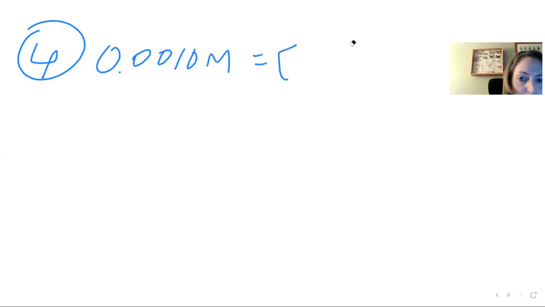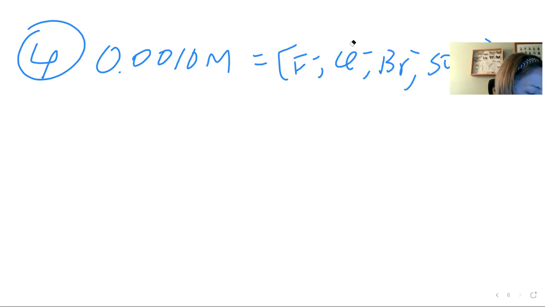It says a solution is prepared such that the concentrations of F minus, Cl minus, Br minus, and sulfate ions, SO4 2 minus, are 0.001 molar. Okay, so they're kind of set. So what was that? Fluoride. What else we got? Chloride, Br minus, and sulfate. They've been set to 0.001. And then it says some solid lead nitrate is added to the solution.